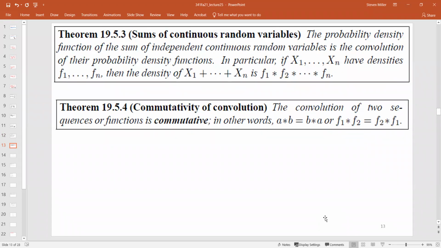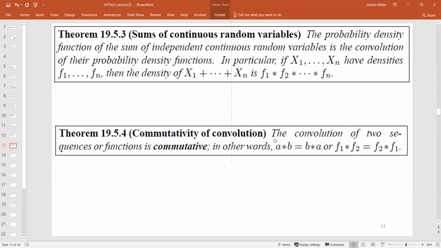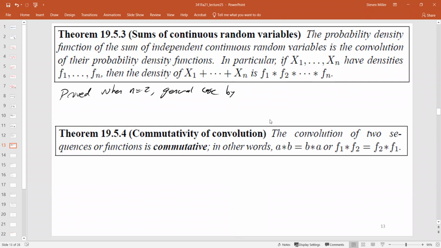How do we prove it in general? Grouping. So we proved it when n equals 2, and we get the general case by grouping. And then it turns out that convolution is commutative. A star B is B star A, F1 star F2 is F2 star F1.